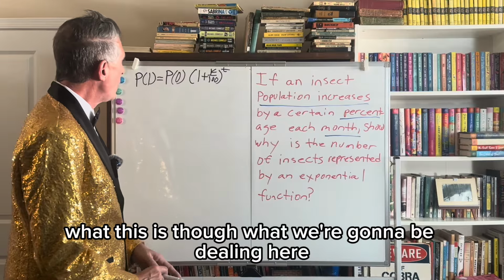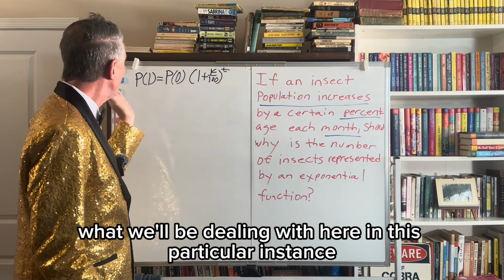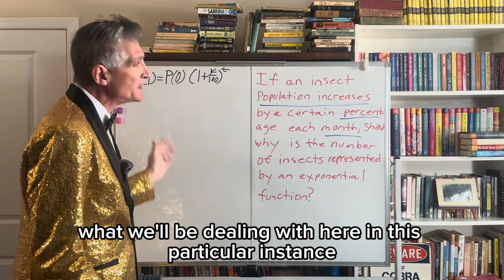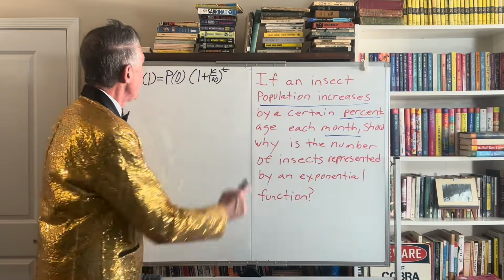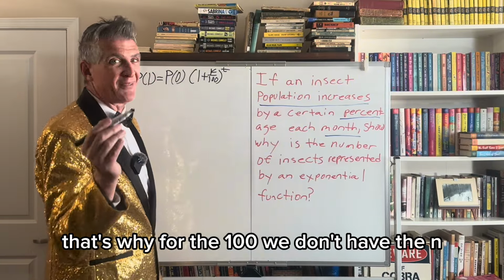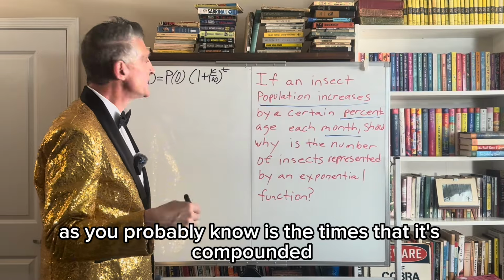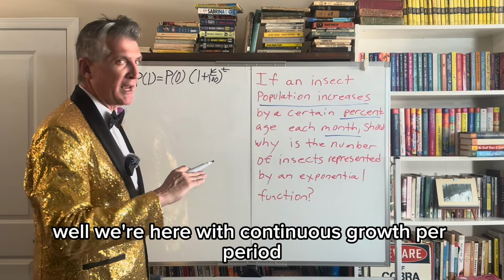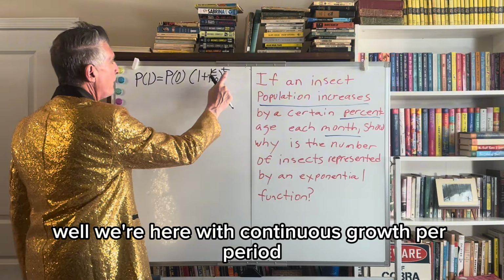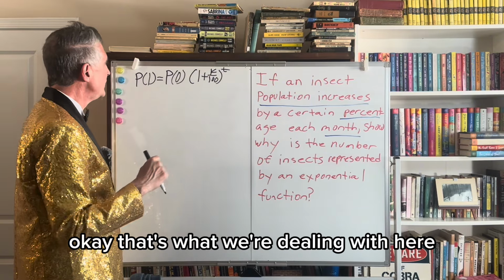What we'll be dealing with here in this particular instance is continuous growth, okay? That's why for the 100, we don't have the n. The n in the compound interest, as you probably know, is the number of times that it's compounded. Well, we're here with continuous growth per period, okay? That's what we're dealing with here.